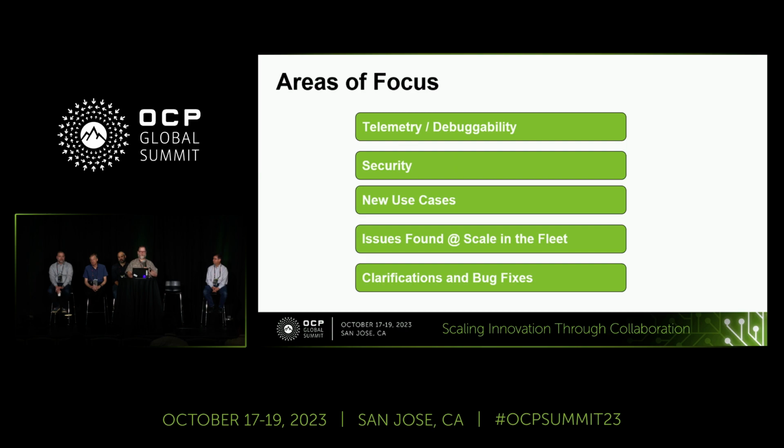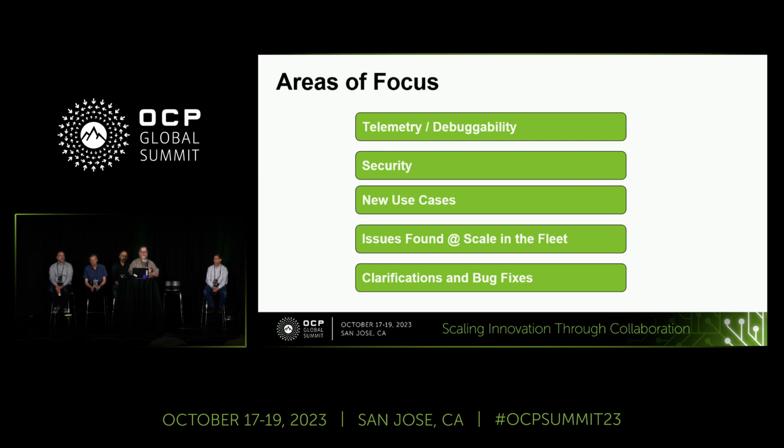Again, we walk through all the different areas, from high to low in a certain sense. Telemetry and debuggability are just table stakes. Security is table stakes. New use cases are up-and-coming features that we want to be able to take advantage of and use in the fleet as new use cases come online. Then there are issues found at scale. As I said before, 1,000,000-to-1 chances happen 9 times out of 10. So how do we quickly work through some of these things?